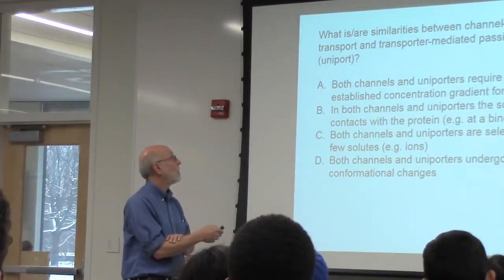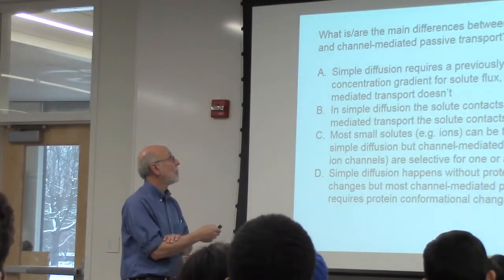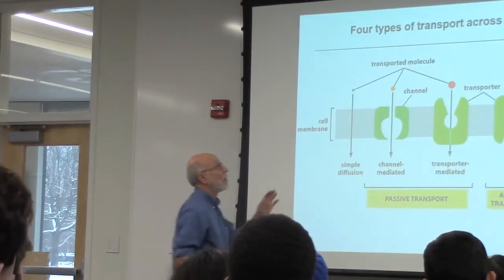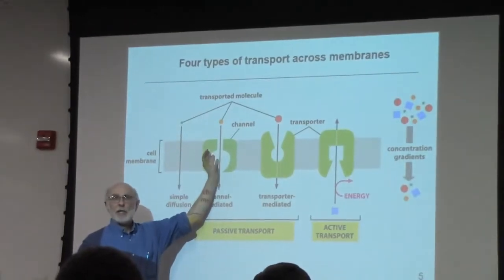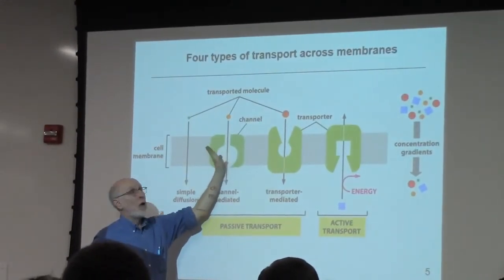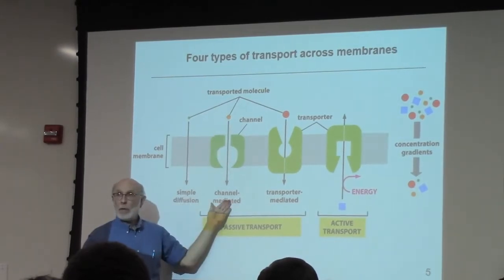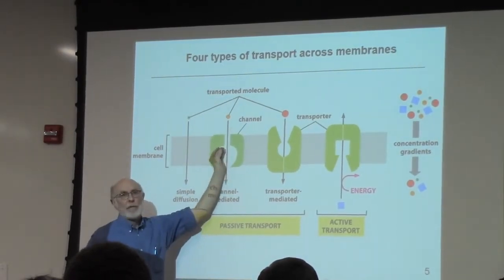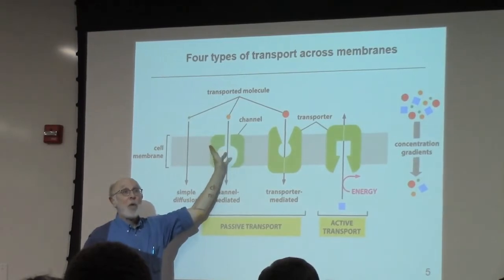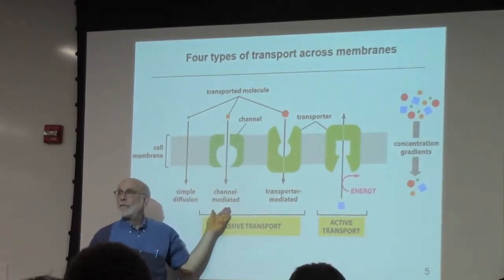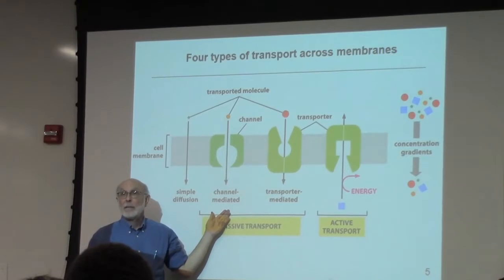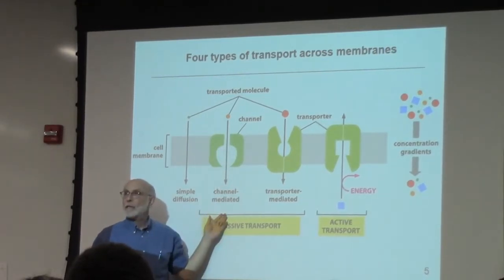Let's go back to the cartoon. Channels undergo conformational changes from a closed to an open conformation. When the channel is open, ions flow. When the channel is closed, ions don't flow. When the channel is open, hundreds of ions can flow per millisecond. So flow is very fast.